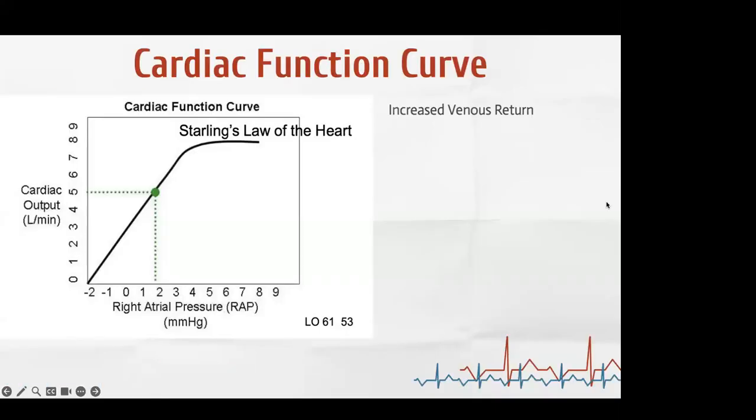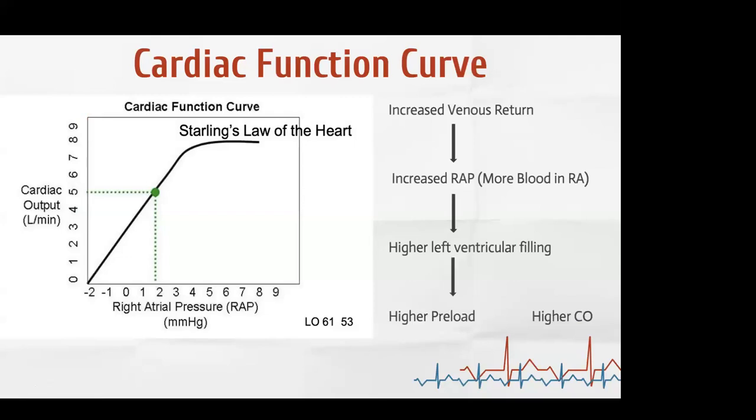Okay, so right now we came back to the link we made at the beginning of the lecture. Venous return determines cardiac output. Increasing venous return means high cardiac output, and it does that through this path. As you can see here in this graph, increased right atrial pressure will increase cardiac output. All clear?